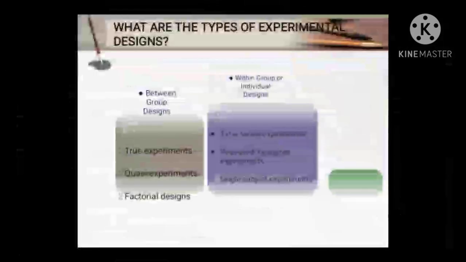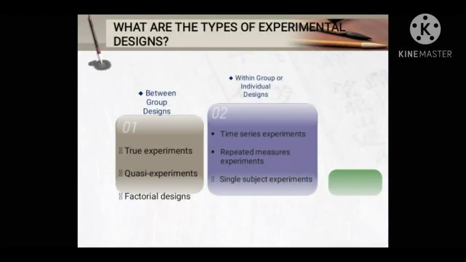So, the next is, what are the types of experimental design? The most common designs you will find in educational research are, first, between group design. Between group design includes about three aspects. First is true experiments, second is quasi-experiments, and the last is factorial design. So for true experiments, pre and post test.